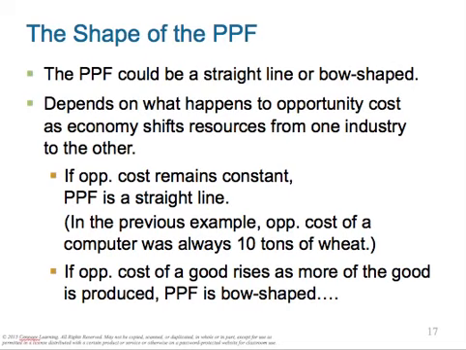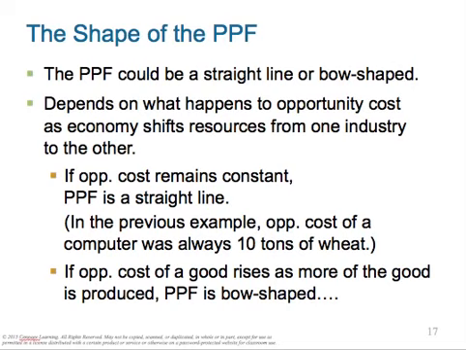Now, we talk about the shape of the production possibilities frontier. It can be a straight line or bow-shaped, much more likely to be bow-shaped. This depends on what happens to the opportunity cost as the economy shifts resources from one industry to another. If the opportunity cost remains constant, the PPF is a straight line. In the previous example, the opportunity cost of a computer was always 10 tons of wheat. So every time you produced another unit of computers, you lost 10 tons of wheat.